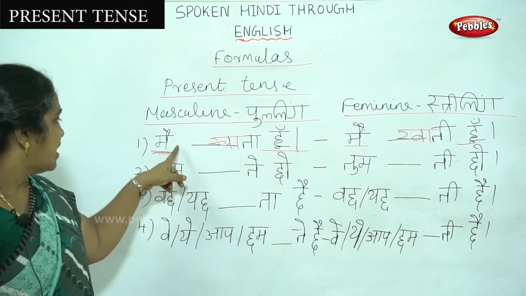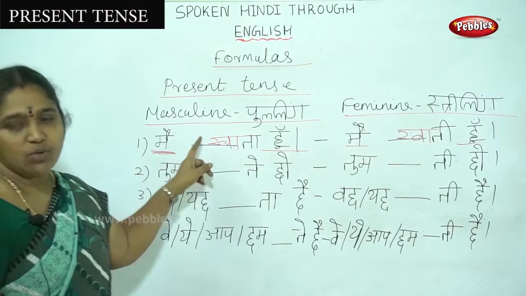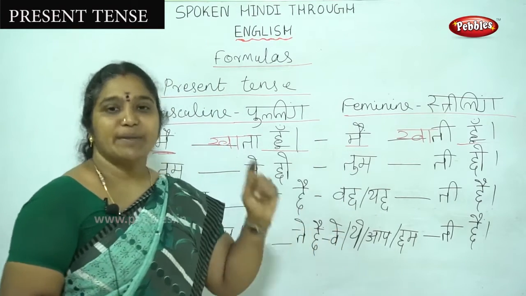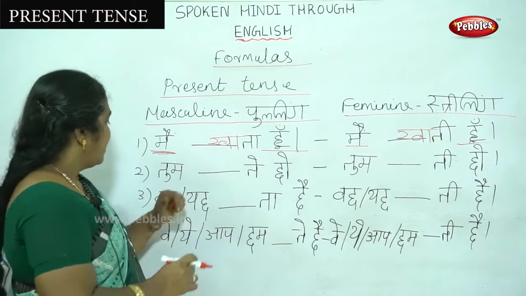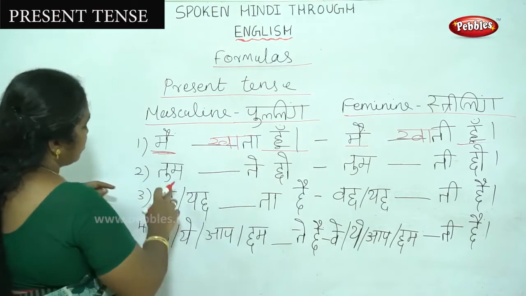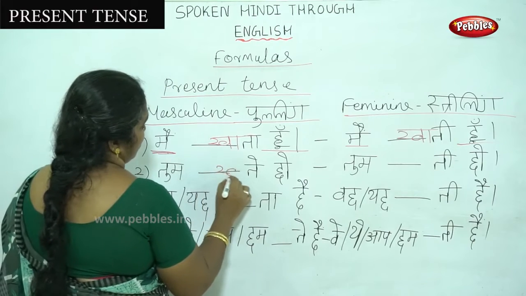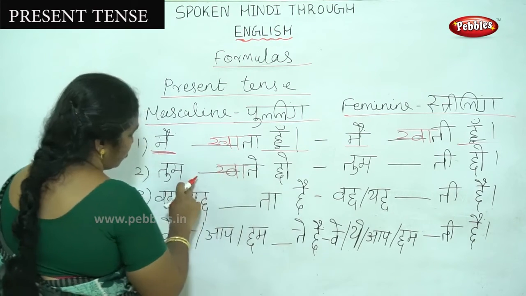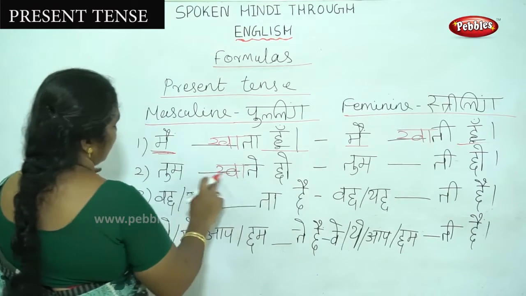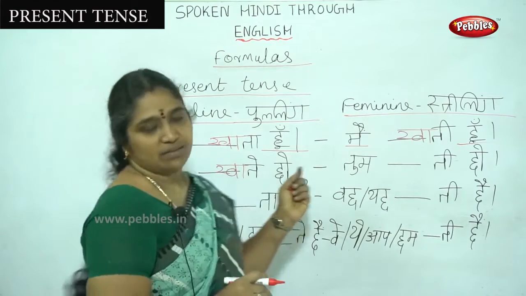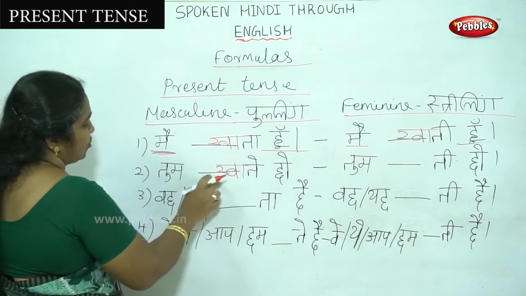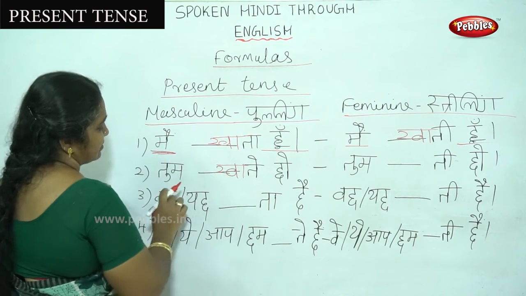If the sentence starts with मैं, we have to end the sentence with हूँ only. You have to remember that. Then we can go for the next one. Second, तुम. Here also खाता. तुम खाते हो means you are eating. Here you represents a masculine.